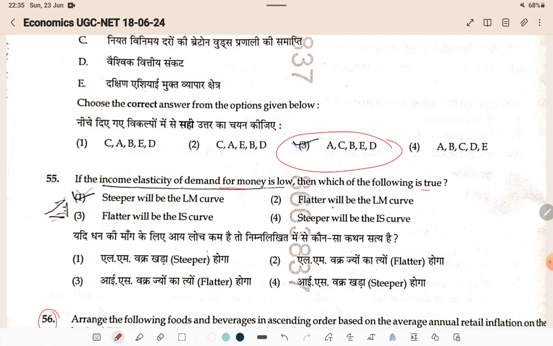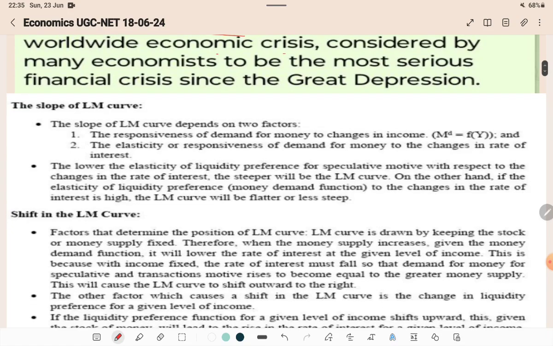So here we initially see the explanation. Slope of the LM curve. The slope of the LM curve depends on two factors. First one is the responsiveness of demand for money to changes in income, MD, demand for money, as a function of income. And the second one is the elasticity or responsiveness of demand for money to the changes in the rate of interest. The lower the elasticity of liquidity preference for speculative motive with respect to the changes in the rate of interest, the steeper will be the LM curve.